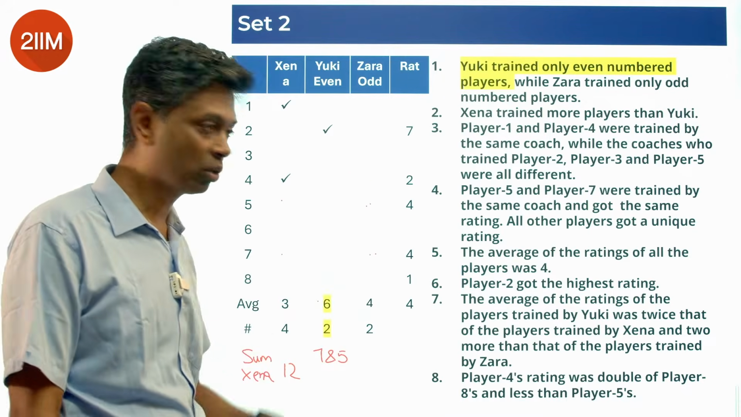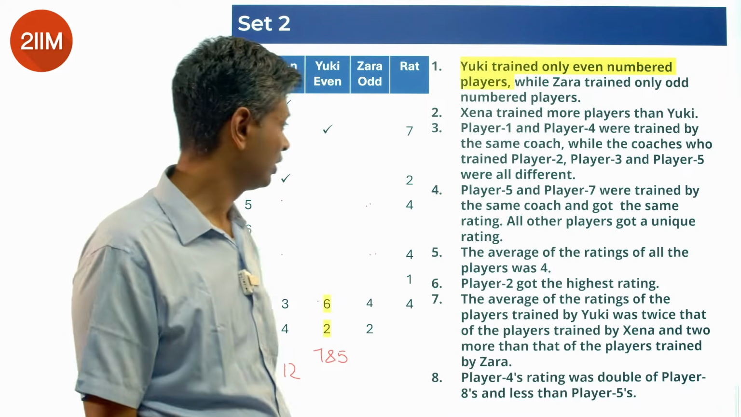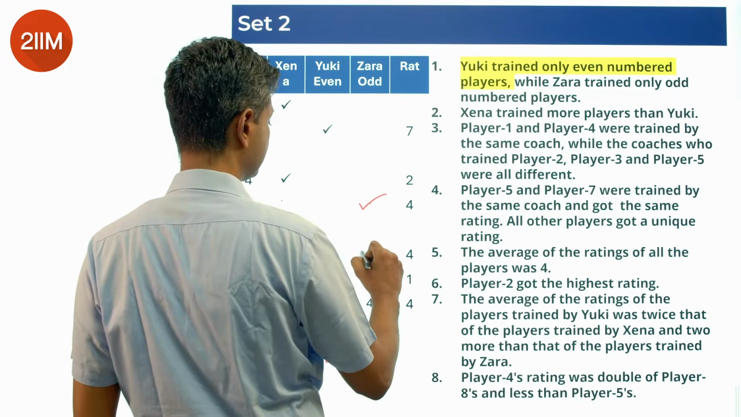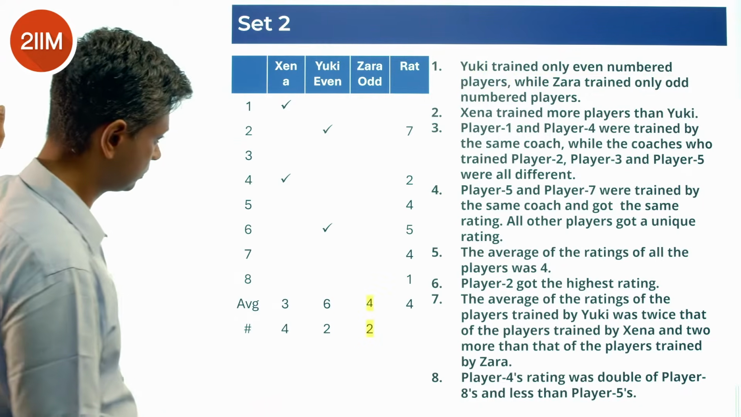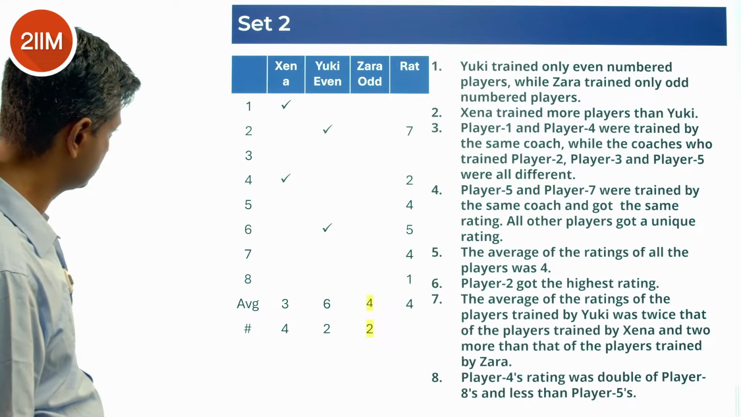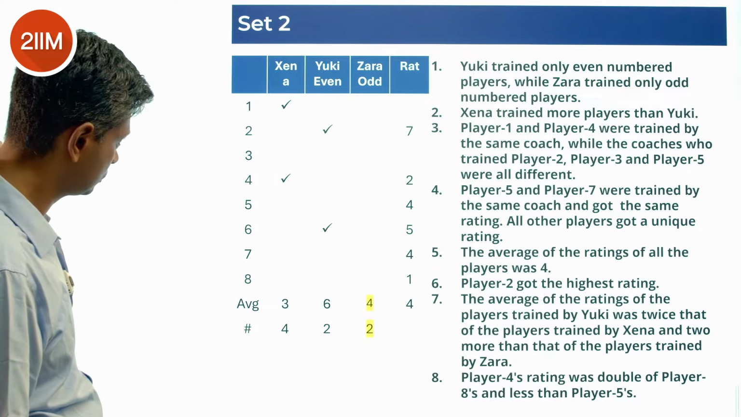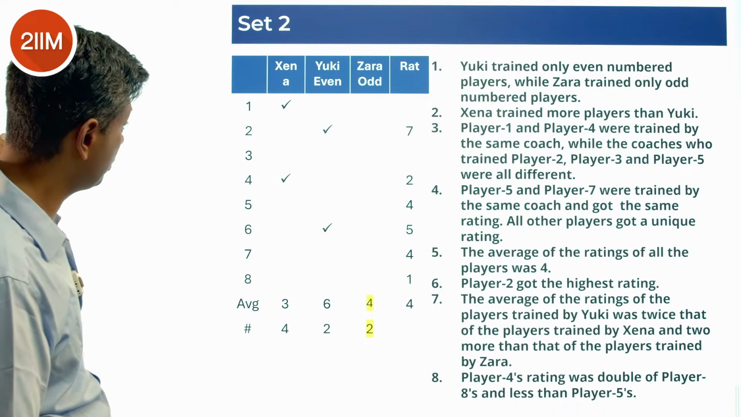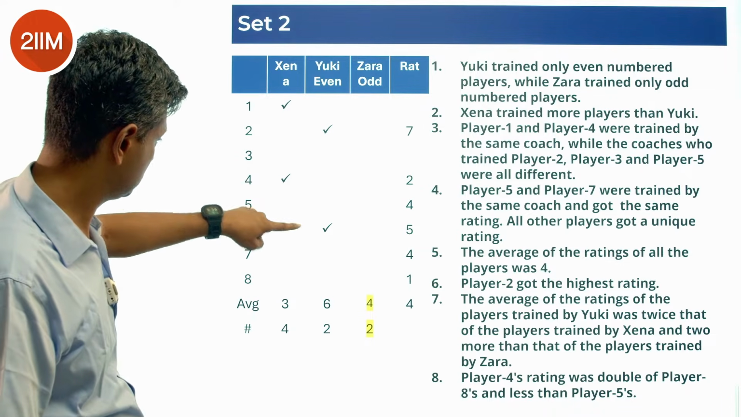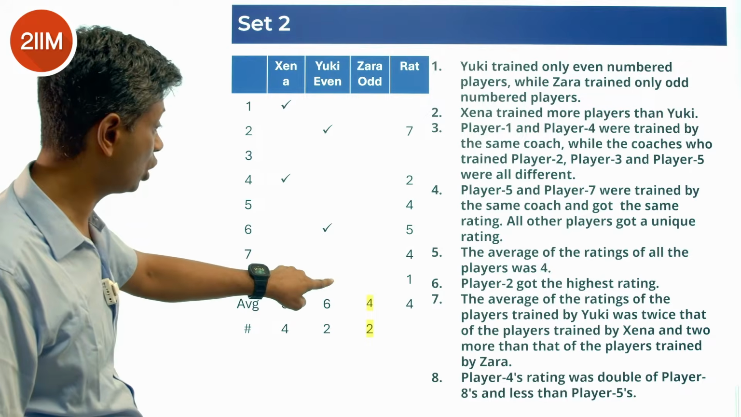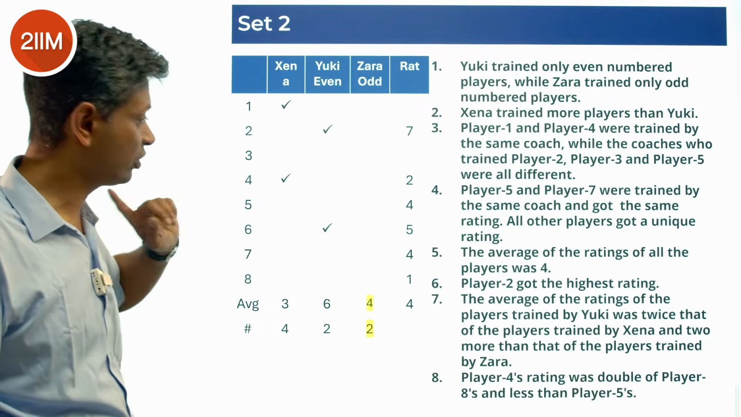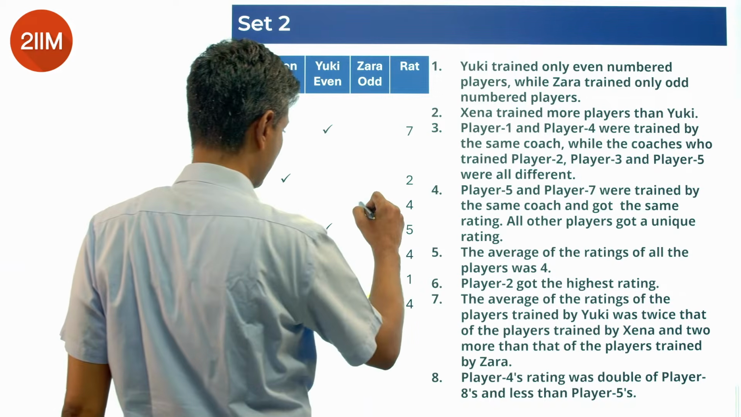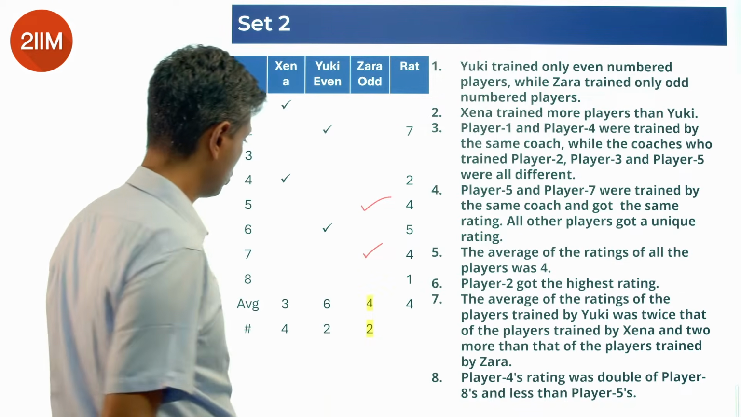So this 4 and 4 has not been trained by Zena. It could not have been trained by Yuki either. So both are trained by Zara. Yuki trains only even numbered players. 4 is taken, 6 is taken. This is not 5. So Yuki trains player number 6 with a rating of 5. Zara trains player number 5 and 7 with a rating of 4.